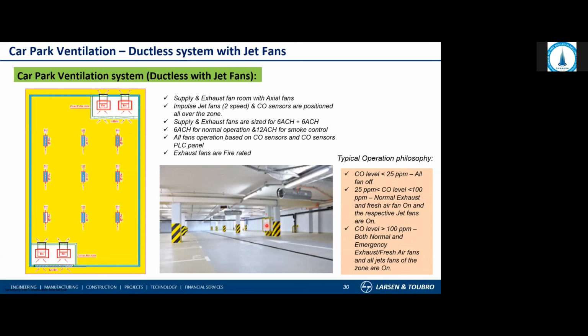So it is very important to provide the right system. Where you have a larger basement height, you have to maintain a minimum of 2.4 meter height in the basement. So depending upon the available height of the basement, we can propose a ductless or ducted system.